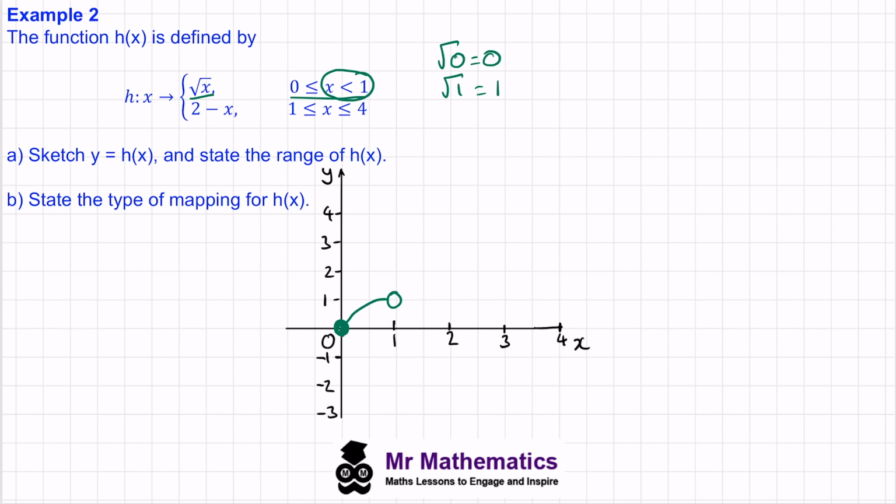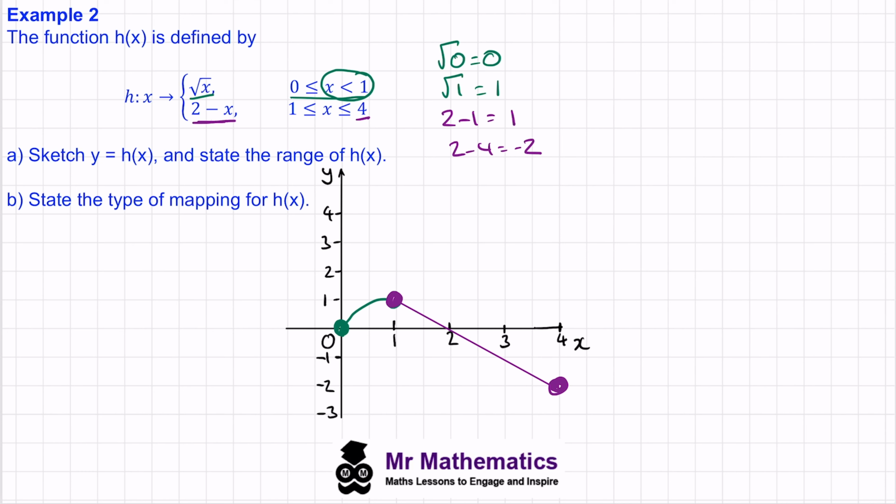Then if we look at when x is between 1 and 4, we've got 2 minus 1, which is 1, and it can be equal to this. So now it'll be a full circle. And when x equals 4, we've got 2 minus 4, which gives us negative 2. So we've got 4 and negative 2 here, and it can be equal to this. So then we've got a straight line passing through the 2.